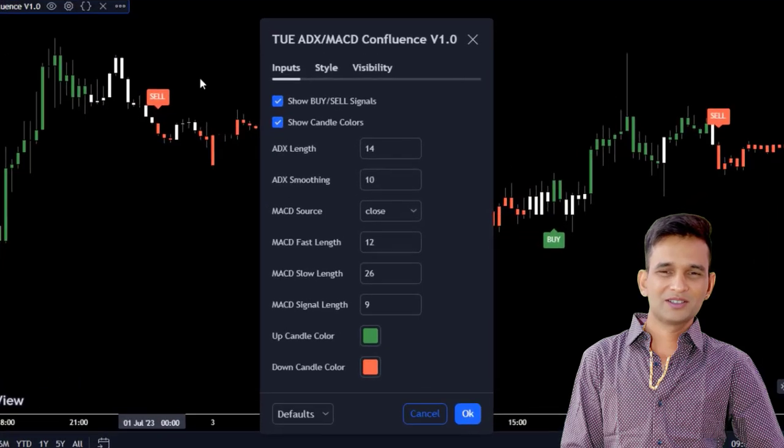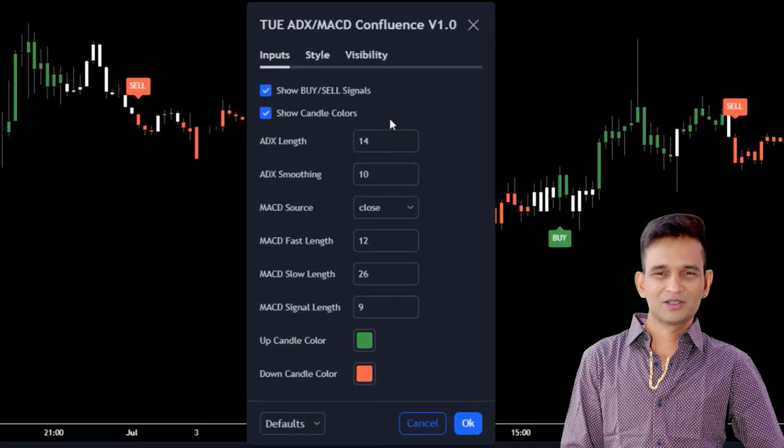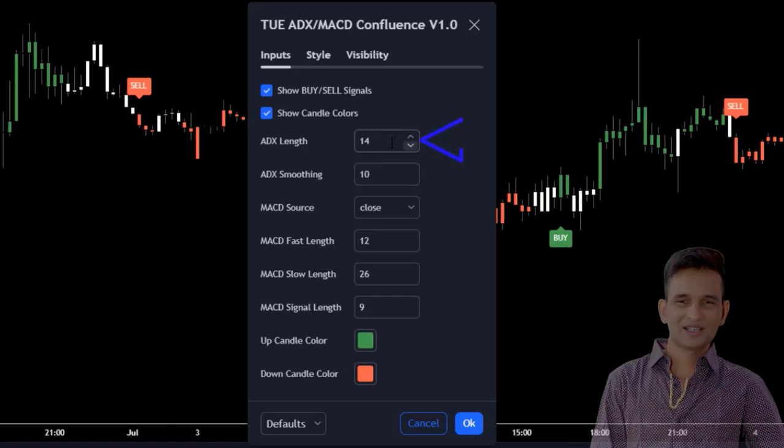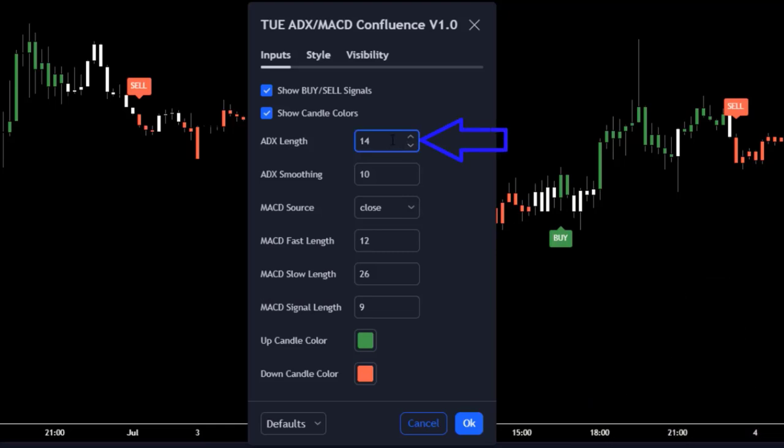Before we dive into the strategy, let's optimize the settings of the ADX-MACD confluence indicator. The first parameter we encounter is the ADX length. This parameter plays a crucial role in determining the sensitivity of the Average Directional Index, ADX, which measures the strength of a trend. By adjusting the ADX length, we can control how much historical price data is considered. Increasing the length takes into account a longer period of price data, providing a broader perspective on the trend's strength. Conversely, decreasing the length focuses more on recent price action, offering a more responsive and timely analysis.